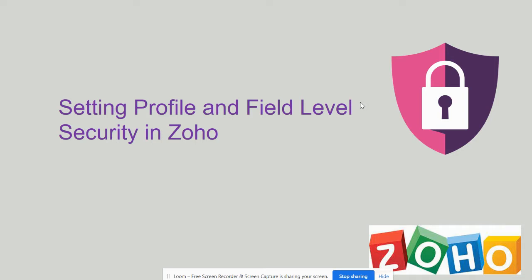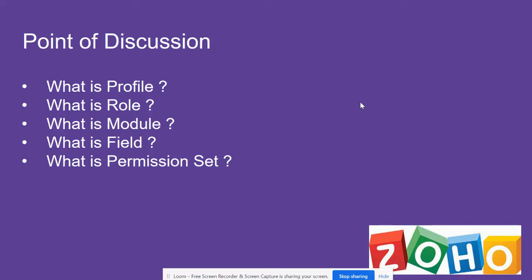So Zoho has really lived up to this, and they have built a very strong model in terms of profiles and roles. As in other ERPs and CRMs, you do have profiles and roles, and similarly, you have profiles and roles in Zoho as well. And when we talk about profiles and roles, there are key things that we need to take care of when we are defining them.